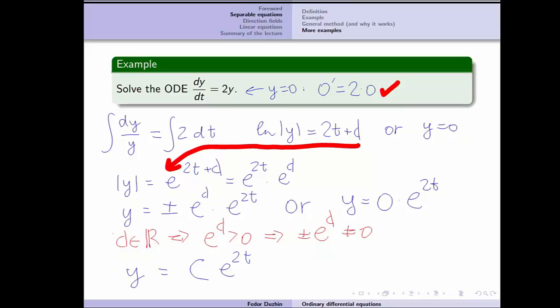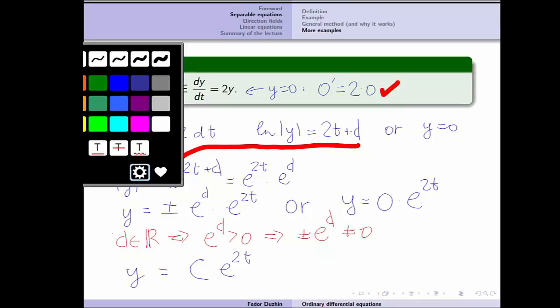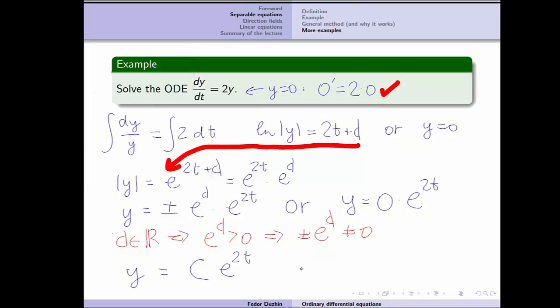Right? So let me just again mention that. So let me use a different color. So just as a comment, this constant c is either plus minus e to the d or 0. And the logic is that if d is an arbitrary real number, then e to the d is an arbitrary positive real number. So plus minus positive real number or 0 will give us an arbitrary real number again.